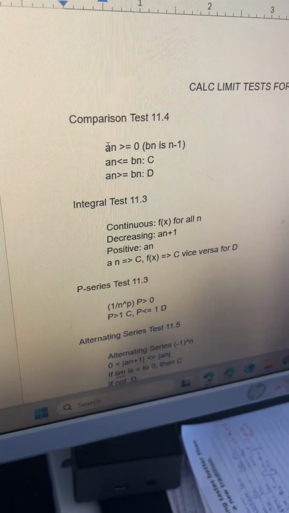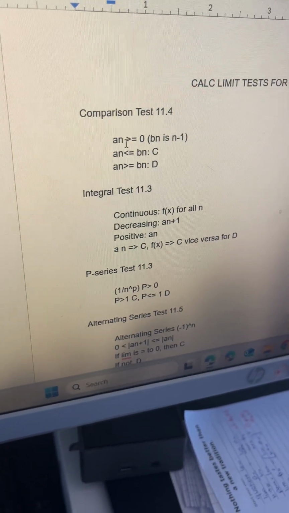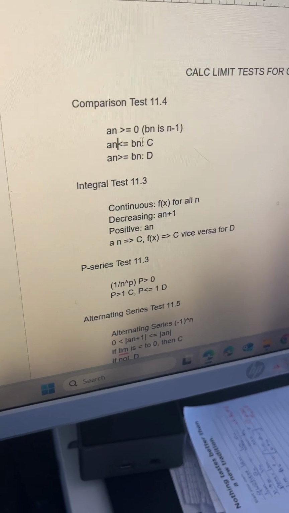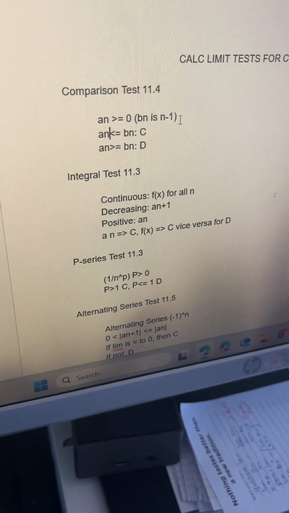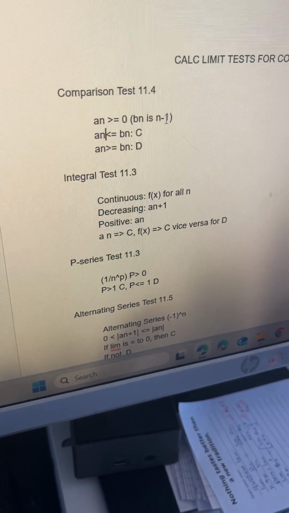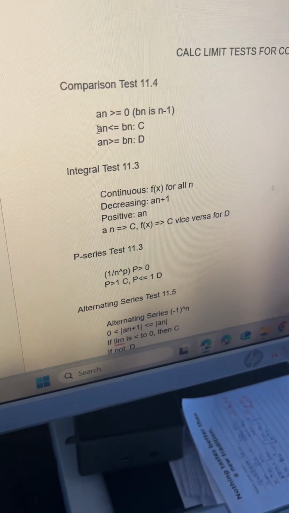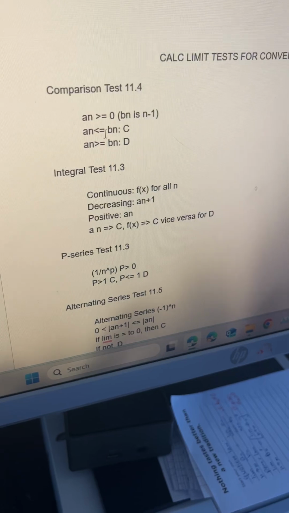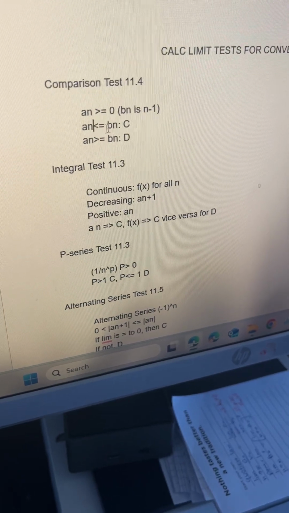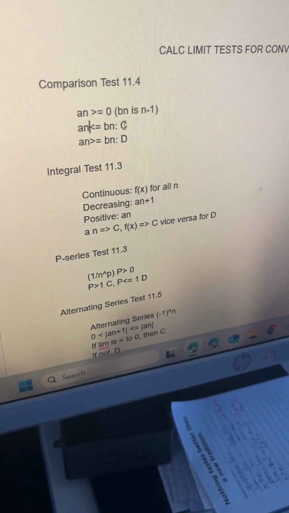Okay, so the first condition is that an has to be greater than or equal to 0, and the bn has to be like n minus 1, which is like the smaller equation. So an has to be less than or equal to bn in order for it to be convergent.